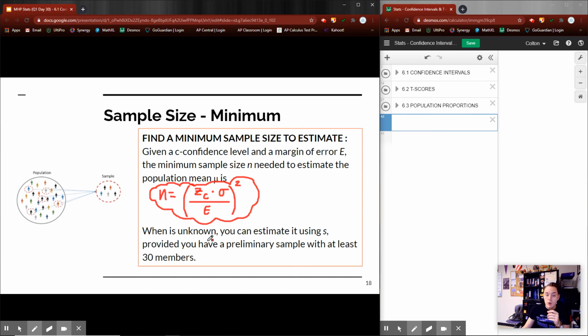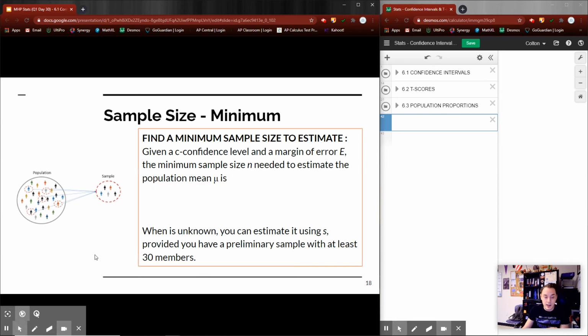So when your sigma, your population standard deviation, is unknown, you can estimate it by using what we call s, provided that you have a preliminary sample with at least 30 members. Okay, so let's erase this. I'm going to show you what that means in a bit.